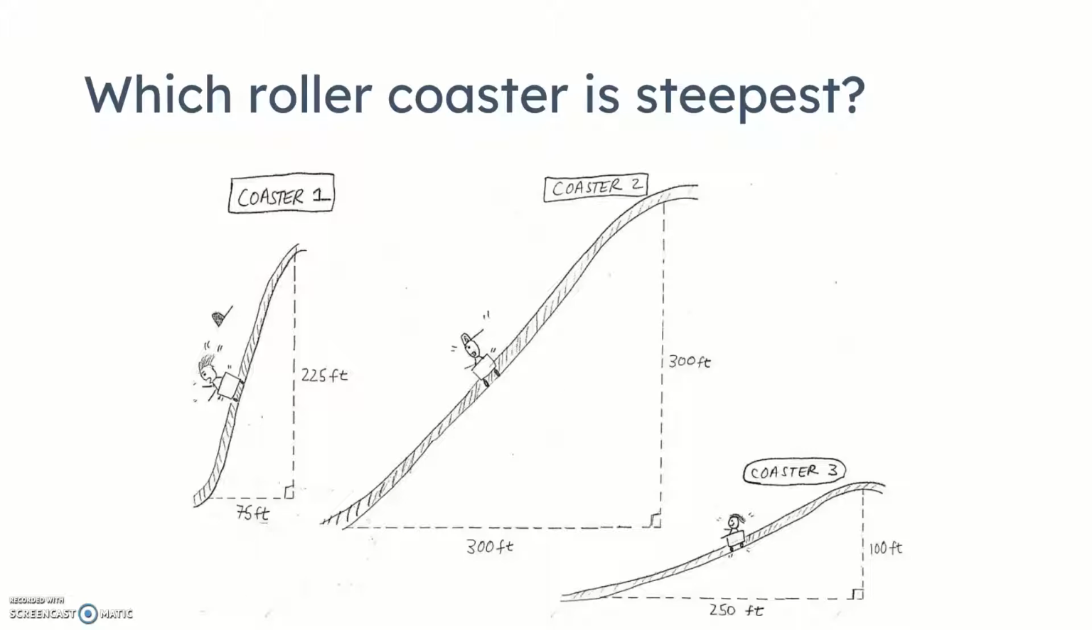Number 1 isn't as tall as coaster 2, though both of them are taller than coaster 3. And number 1 is the one with the shortest distance along the ground, but that doesn't necessarily mean it's the steepest one.